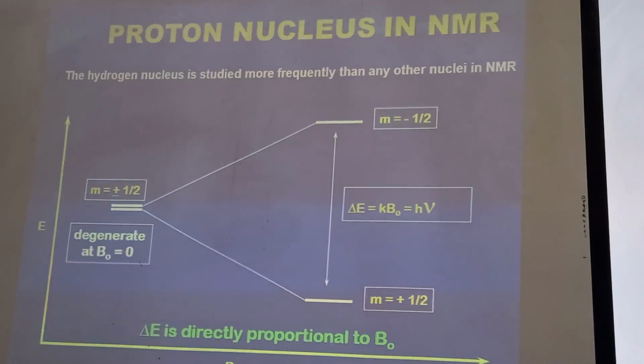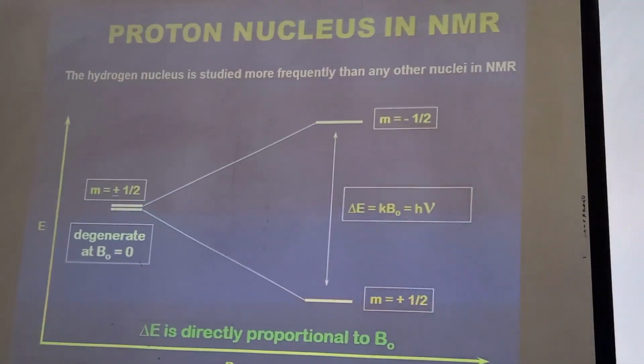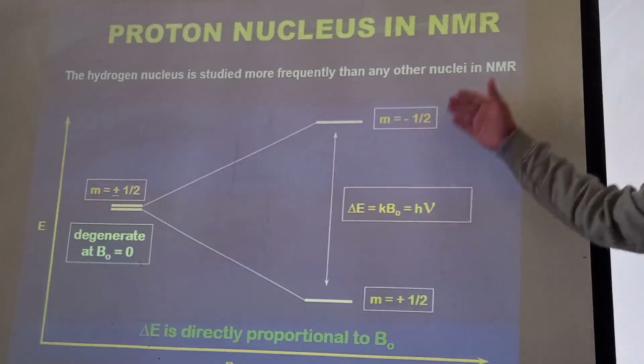Why is that? Because del E is directly proportional to B naught. So if del E is higher, that means automatically B naught is higher. If B naught is higher, Larmor frequency is higher. So to match that higher Larmor frequency, you have to provide a higher radio frequency as well. So you have to understand these relationships. Again, I told you last time, the relationship between B naught, Larmor frequency, and here, del E. Del E is directly proportional to B naught.